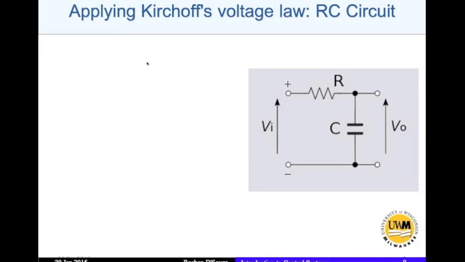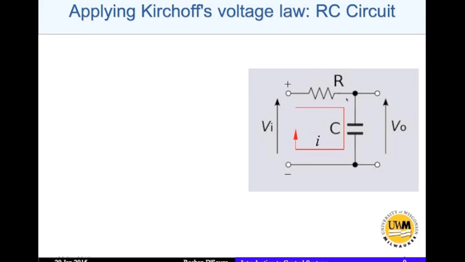In this short video, we'll look at an application of Kirchhoff's voltage law to the basic RC circuit. Here we have an RC circuit consisting of a resistance R and capacitance C. We're taking the output voltage across the capacitor, and Vi is the input voltage. So the first thing you do is apply the direction of current. Clockwise is positive.